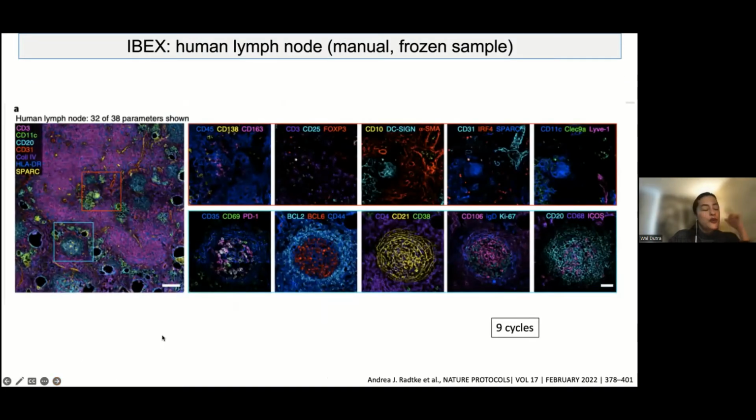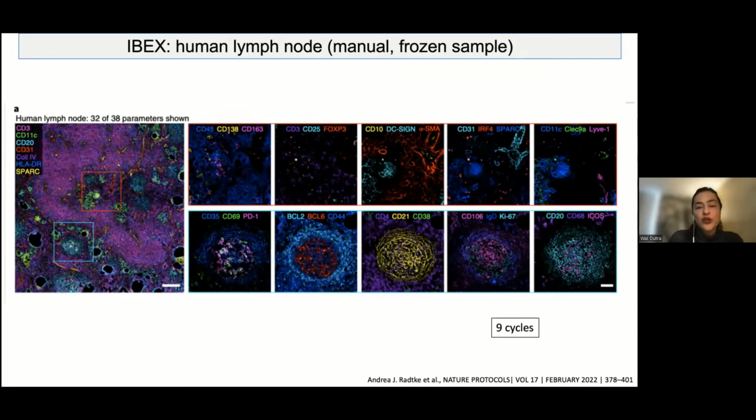This is just to show you some of the images that she obtained in one of her papers. This is a human lymph node. She stained here a total of 38 parameters. As you can see here, she has the accumulation of several of these parameters, and here she has broken them into different combinations, depending on what question she was asking. But as you can see, you can see a huge number of different molecules, in this case 38 different molecules, in the same section from the same tissue with different colors.